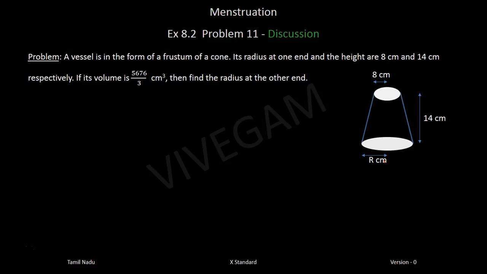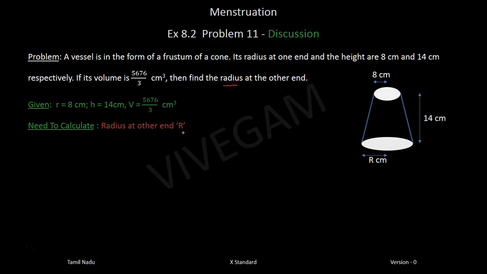Now anyway, let's start writing what is given in the problem. The small r equal to 8 centimeter. We are assuming it to be the smaller side. We really don't know, but let's take it. Anyway, it will work itself out. So r will be equal to 8 centimeter and height is given as 14 centimeter. The volume is 5676 divided by 3 centimeter cube. Now what are we asked to calculate? We are asked to calculate the radius at the other end, capital R.